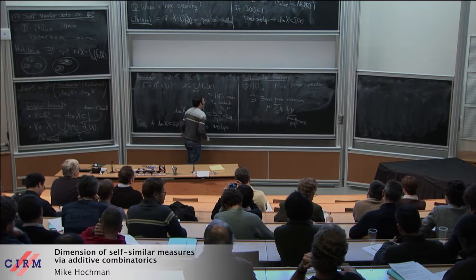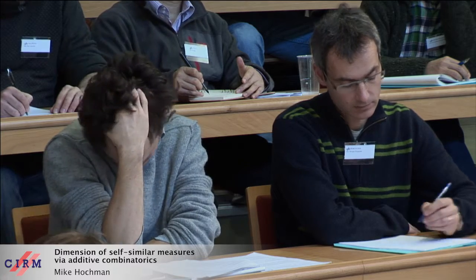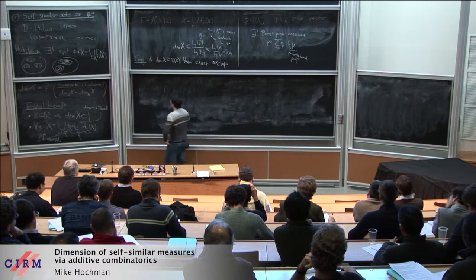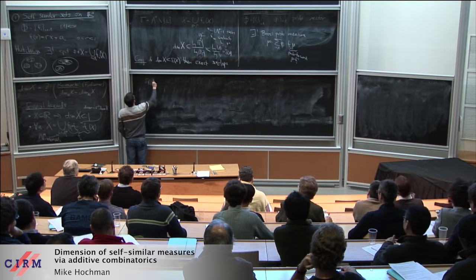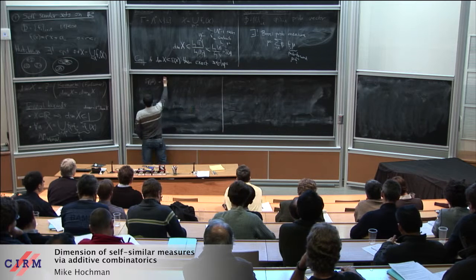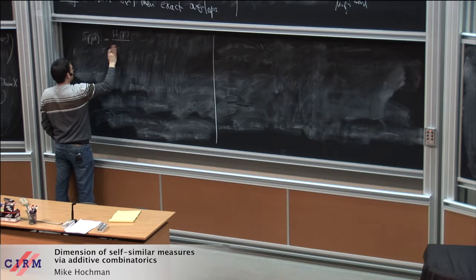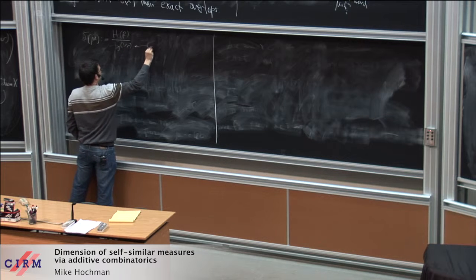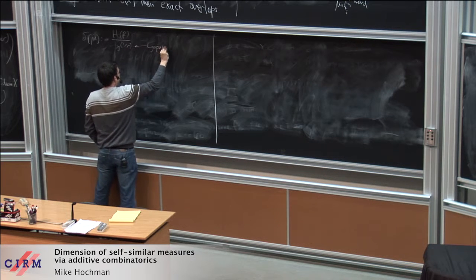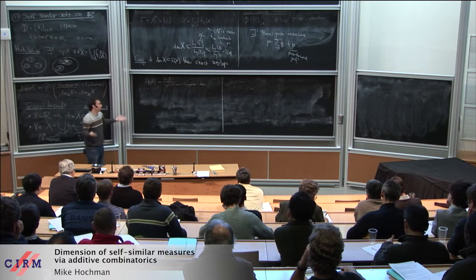And then there is an analogous trivial upper bound on the dimension of mu. So again, this depends on the presentation, but so delta mu is going to be the entropy of the vector p over, in this case, log 1 over r. This is the Lyapunov exponent, if you want to think about it that way. And this is the entropy. This is the usual formula for dimension that you get in a smooth system.